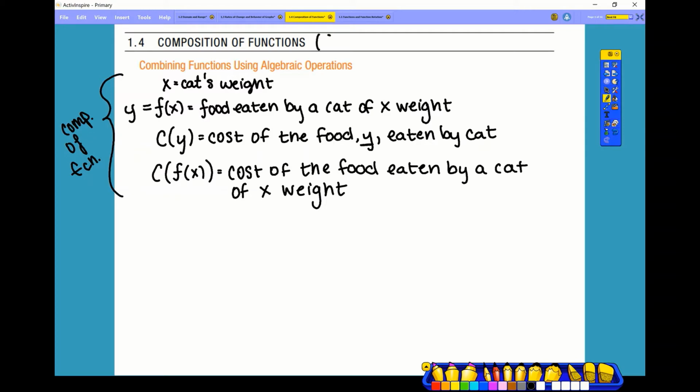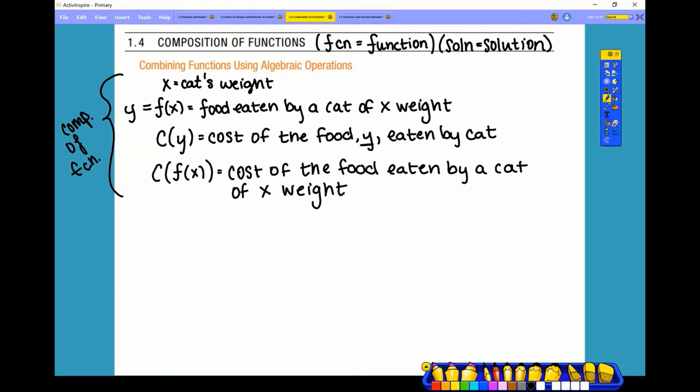FCN. If you guys ever see FCN, that stands for function. You may see some of your math teachers abbreviate it like that. And SOLN equals solution. I don't know why. Honestly, it's just what we do.